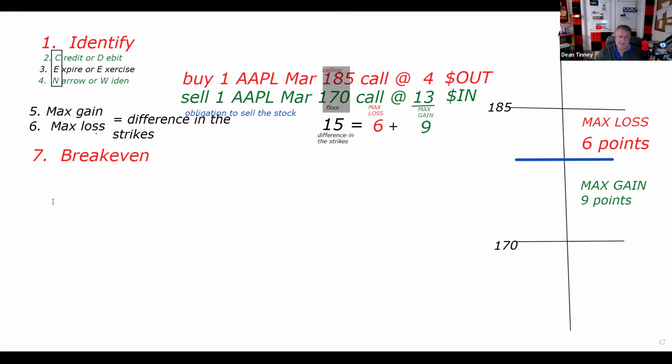Now we have 2 memory aid devices for doing break evens and the spreads. One is CAL, and that stands for call, add to the lower. The other is PUSH, put, subtract from the higher. So what memory aid device are we going to use to get the break even in this spread? Are we going to use CAL, call, add to the lower? Or are we going to use PUSH, put, subtract from the higher?